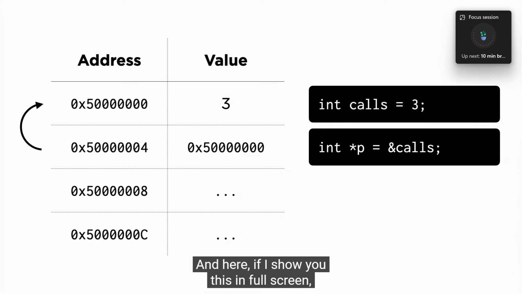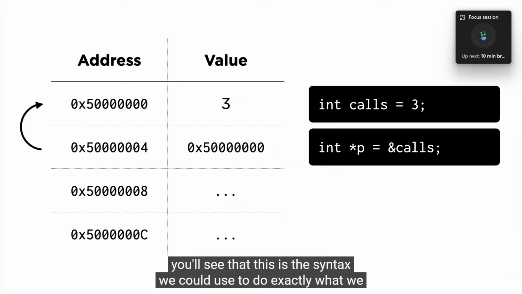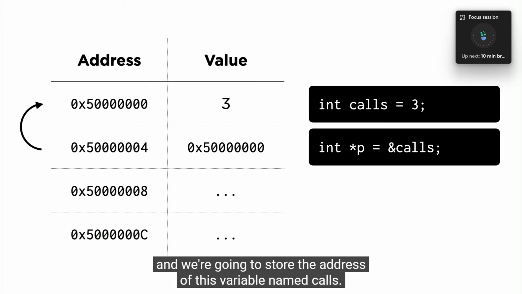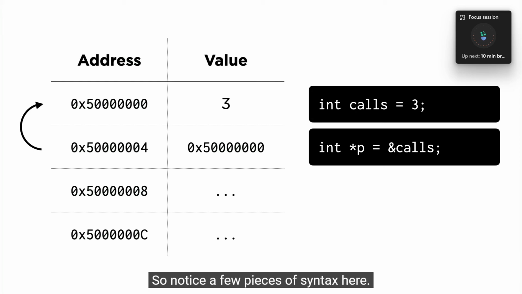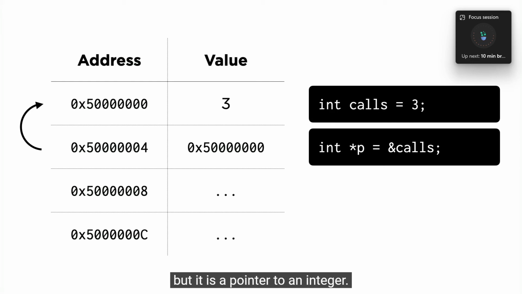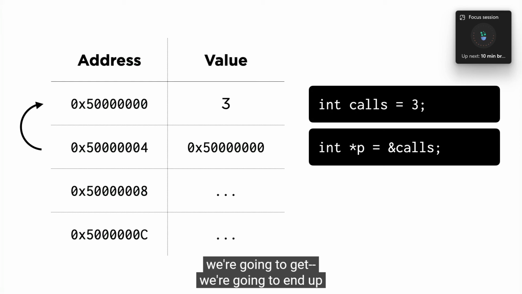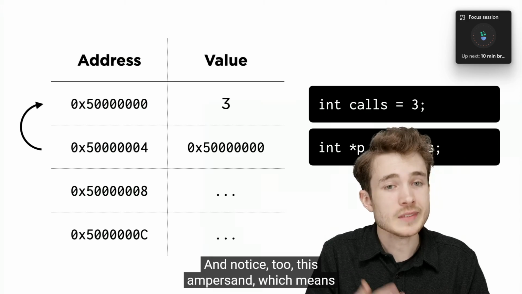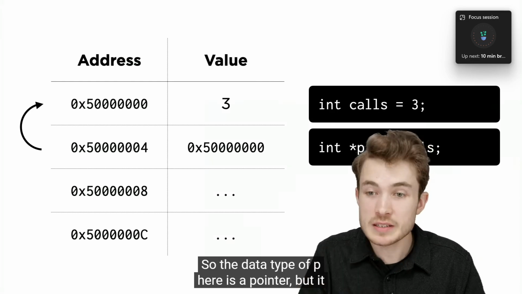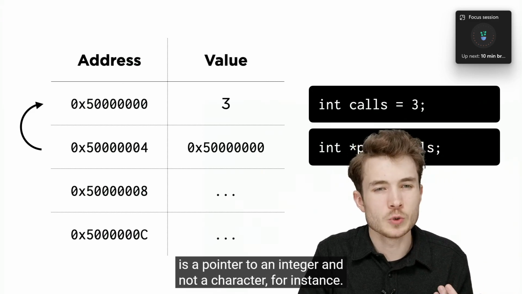And here, if I show you this in full screen, you'll see that this is the syntax we could use to do exactly what we did on the table on the left. Let's create now a pointer whose name is p, and we're going to store the address of this variable named calls. So notice a few pieces of syntax here. We have int star, which means this is no longer an integer, but it is a pointer to an integer. If we dereference this pointer, we're going to end up at an integer in our computer's memory. And notice too this ampersand, which means we should store the address of whatever calls is storing, which we see in the table here is 0x5 and then 7 zeros afterwards. So the data type of p here is a pointer, but it is a pointer to an integer and not a character, for instance.